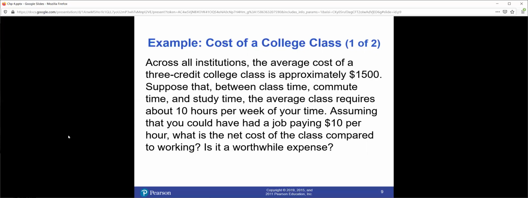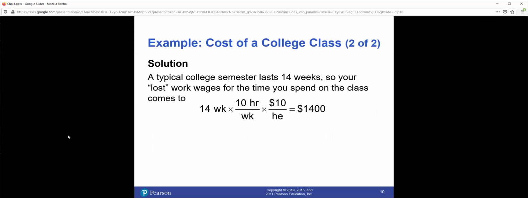So a practical application of this would be taking a community college class for some sort of certification. Is it worth taking that certification class as opposed to working set hours more? A typical college semester lasts about 14 weeks, as you know. So you lost, essentially, work wages for the time you spent in class, going to class, and studying, right?